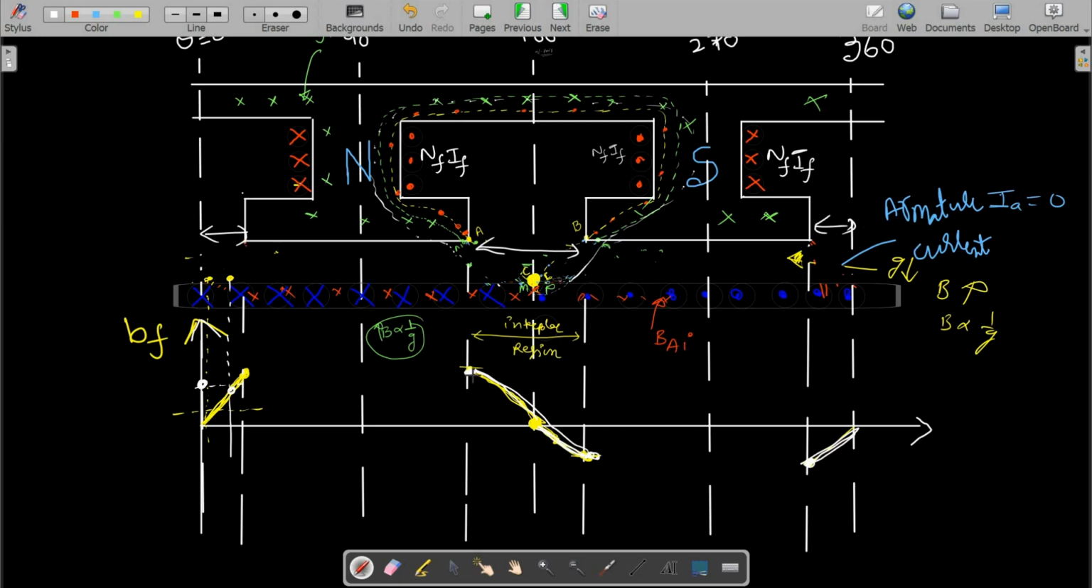In interpolar regions, the shape of the BF wave will be like this, like this. It will be like this. This is how the BF wave is obtained in the interpolar region. Okay, interpolar region.